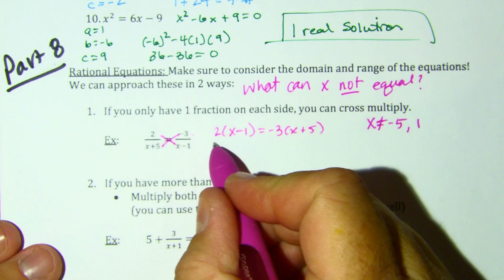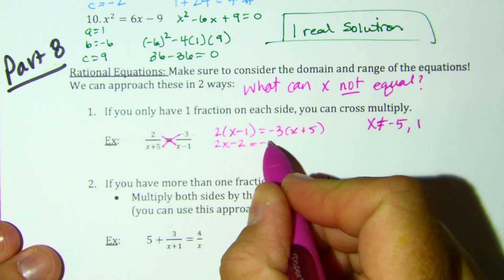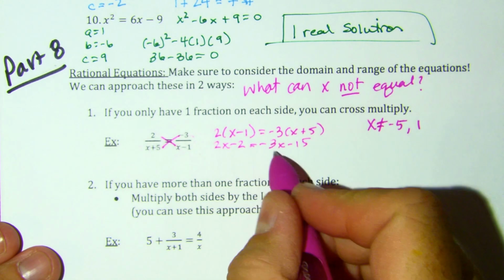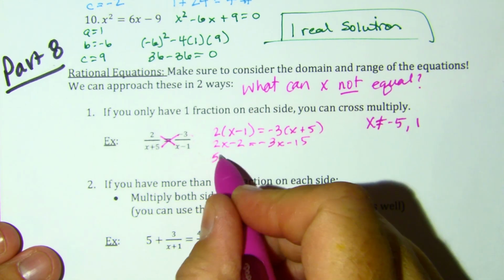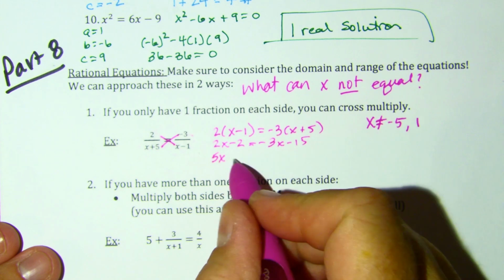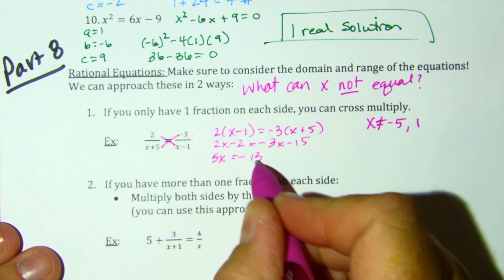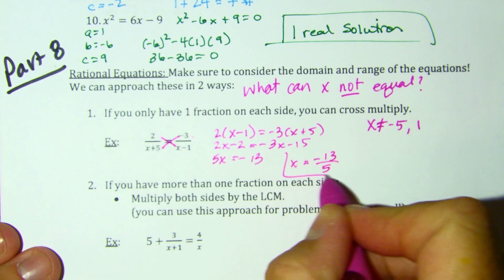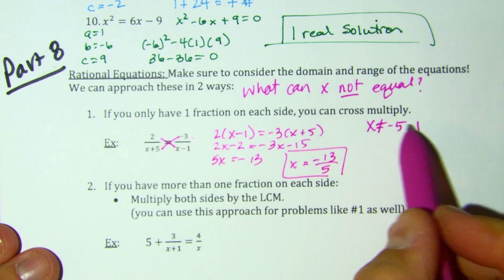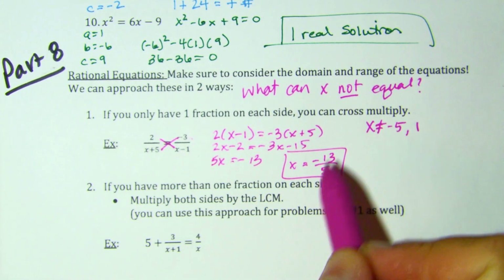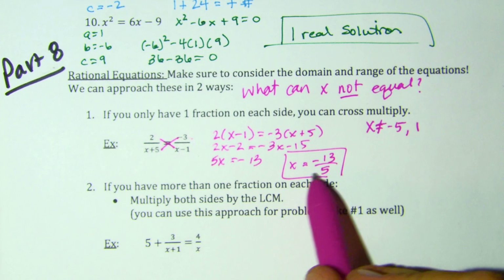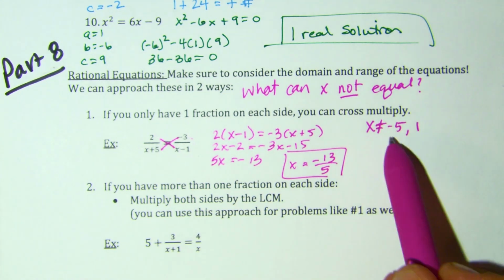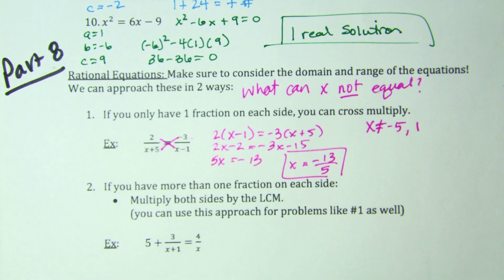From there I can distribute. And I want to get all the x's on one side, so I'm going to add 3x to both sides, and that'll give me 5x on this side, and adding 2 will give me negative 13. So x is equal to negative 13 over 5, and that's okay. X can equal that because it's not negative 5 and it's not 1. If I had gotten down to the answer of x equals 1 or x equals negative 5, then I couldn't have a solution. I wouldn't be able to use those because x cannot equal those values.